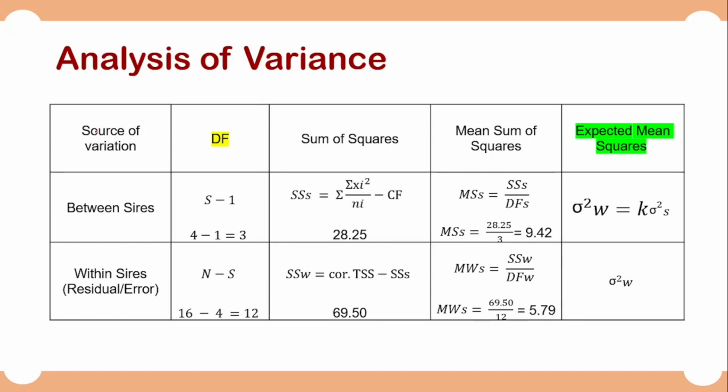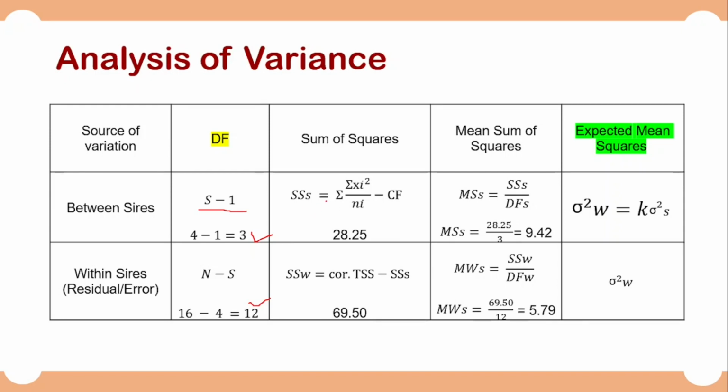Okay, so this is again the analysis of variance table. Degree of freedom was calculated by s minus 1, that is number of sires minus 1. So we have 4 number of sires, 4 minus 1, that is equal to 3. To calculate within sires degrees of freedom, the formula is n minus s. N is the total number of observations minus the number of sires. So we have 16 number of observations and 4 number of sires. So 16 minus 4, that is equal to 12.